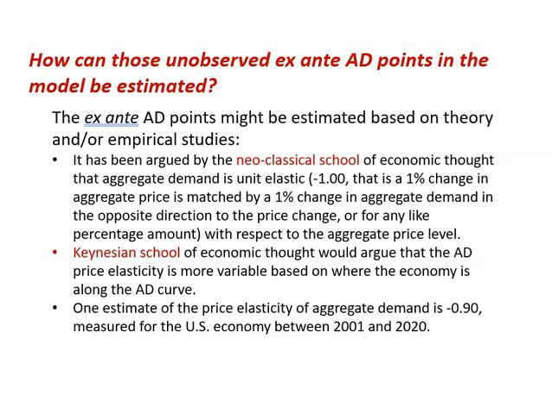2. The Keynesian school of economic thought would argue that the aggregate demand price elasticity is more variable than the neoclassical perspective, based on where the economy is along the aggregate demand curve. 3. One estimate of the price elasticity of aggregate demand is -0.90, measured for the U.S. economy between 2001 and 2020. Ahead, we will use that result for the price elasticity of aggregate demand to develop an empirical aggregate demand curve.